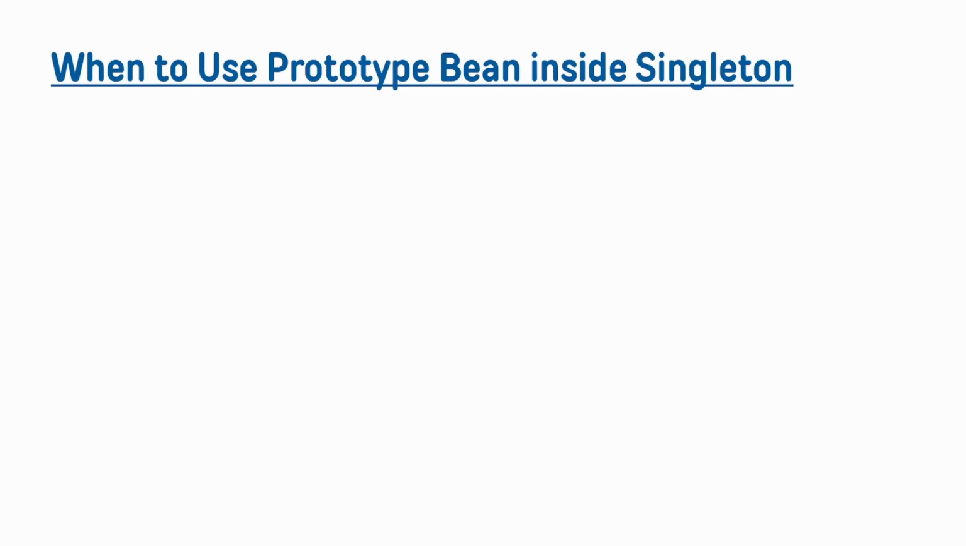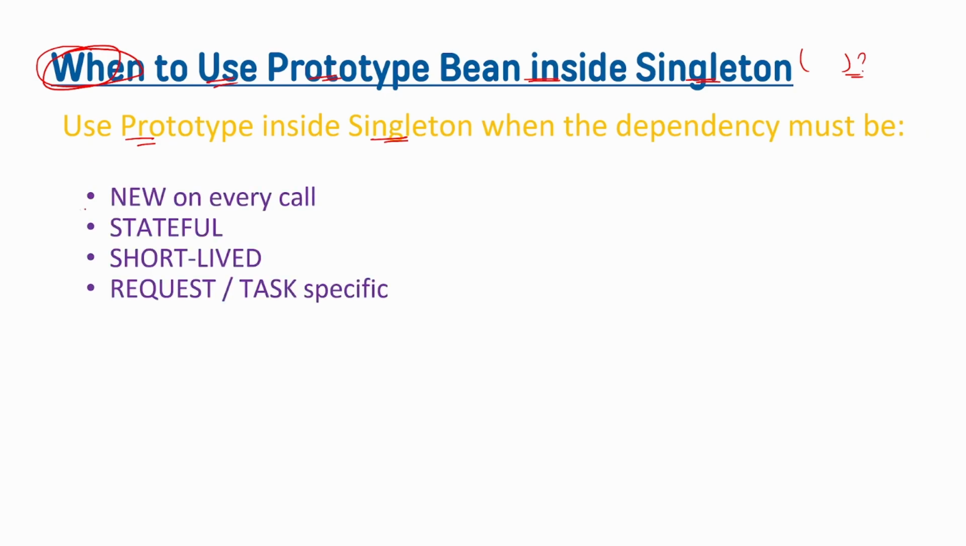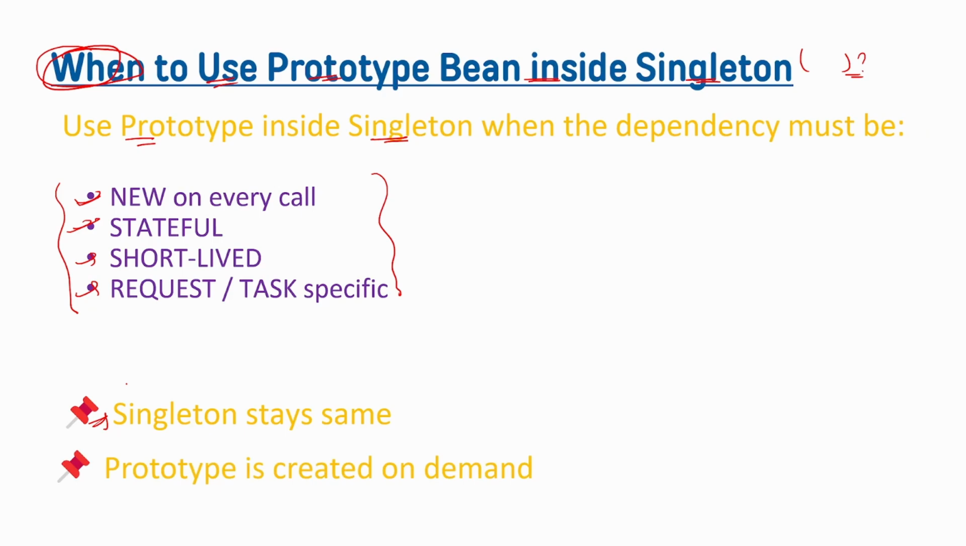Now there may be a question: okay, I get how we can use the prototype bean inside the singleton bean, but when should we use it in real-world use cases? We should use the prototype bean inside the singleton bean when the dependency must be new on every call, stateful, short-lived, or request or task specific. Basically the singleton bean stays the same and the prototype is created on demand. So we should use it when we need a new instance of the prototype bean on every call, and the prototype bean is stateful, short-lived, or performs a specific request or task.